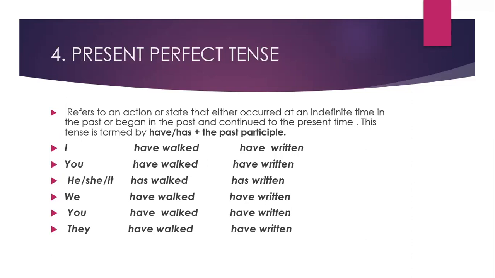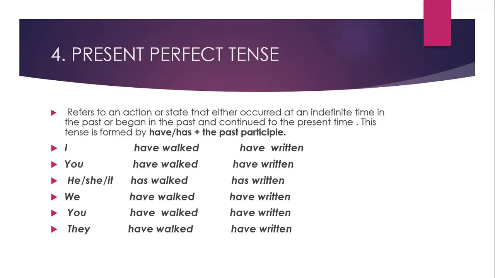Present perfect tense. This tense refers to an action or state that either occurred at an indefinite time in the past or began in the past and continued to the present time. So it started in the past and it has not ended. It continues to the present. So this tense is formed by using have or has plus the past participle of the verb.